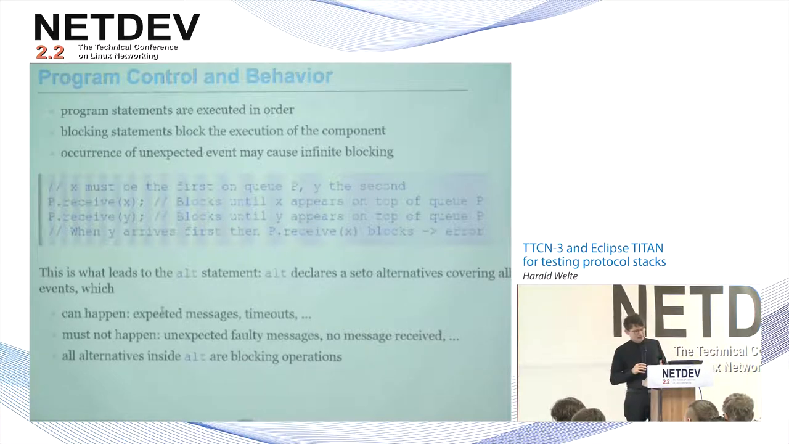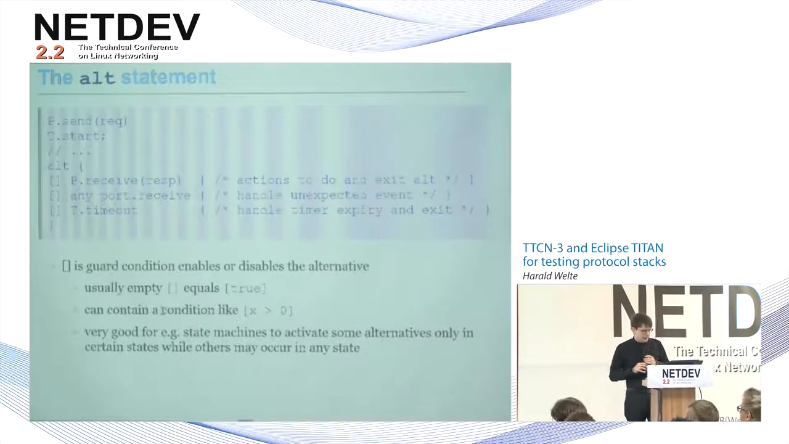And so TTCN3 introduces something called the alt statement. So you can specify, well, either A or B or C must happen, and then you can define the handling. So in this program example here, in the first line, we're sending some request, whatever it might be. We start a timer. We do some other stuff. And then we have an alt statement.